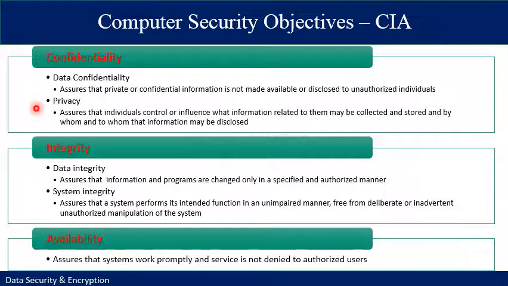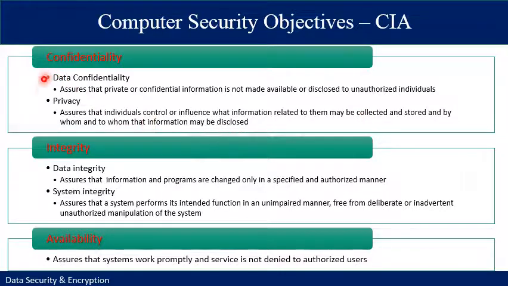Privacy is a personal concept. It assures individual control, that the user has the control. If I transfer information on a network, I should have control over who is able to view or edit this information, and it also influences what information related to me may be collected and stored by the system. So I must have the authority to control. If I upload some image or document on a system, I must have control over whether it will be stored on the system permanently or whether it will be shared with anyone, such as any third party.